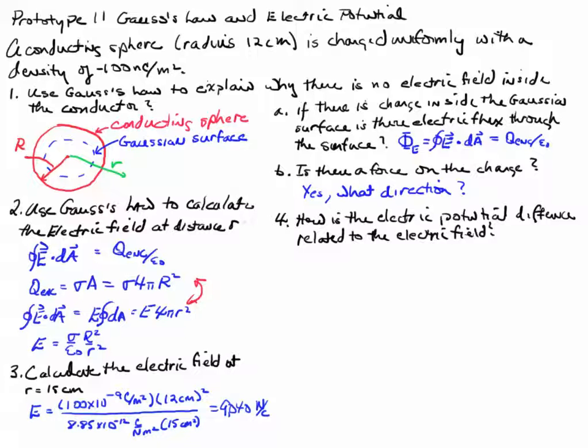How is the electric potential difference related to the electric field? I'm asking only for the relationship. Of course, the electric potential difference is equal to minus the integral of E dot dr, dr in the radial direction in this case, since we're dealing with spherical symmetry. We can further write that as minus sigma over epsilon naught, where sigma is the surface charge density, times R squared, and the integral of 1 over r squared dr.